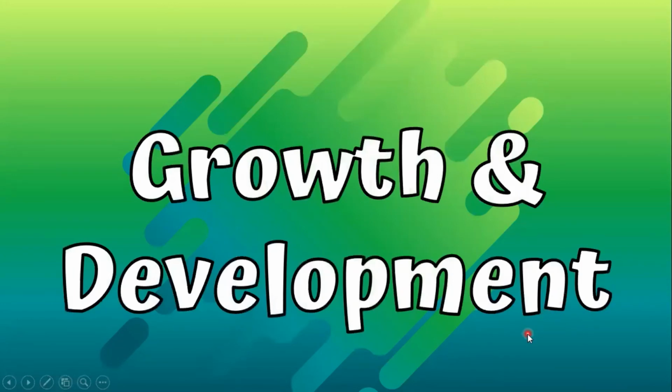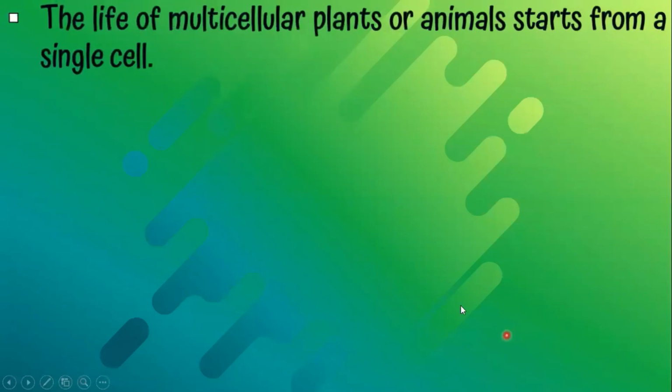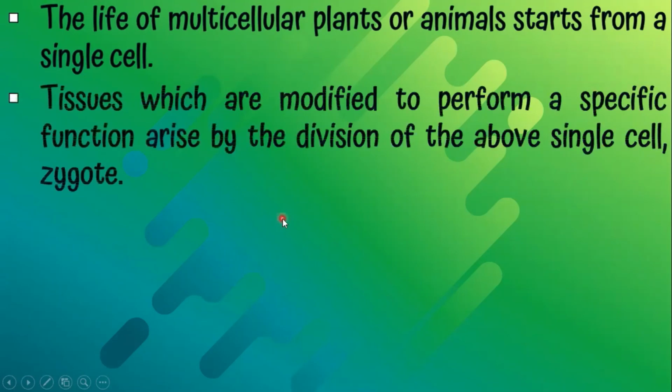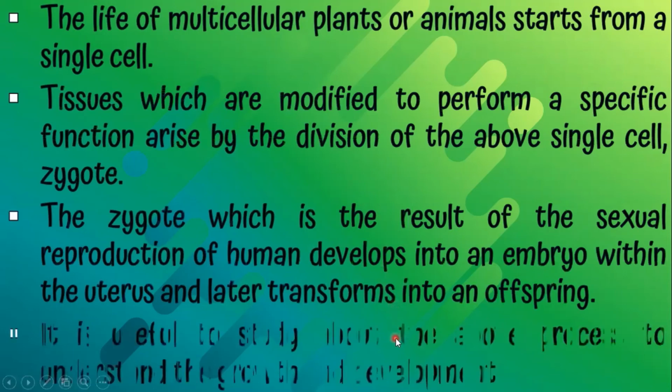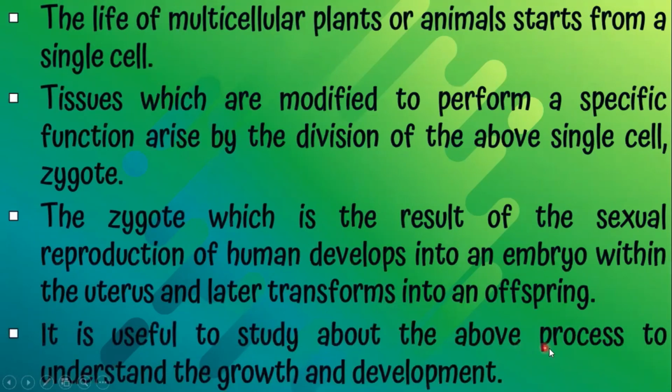Growth and development. The life of multicellular plants or animals starts from a single cell. Tissues which are modified to perform a specific function arise by the division of the above single cell, the zygote. The zygote, which is the result of the sexual reproduction of humans, develops into an embryo within the uterus and later transforms into an offspring. It is useful to study the above process to understand growth and development.